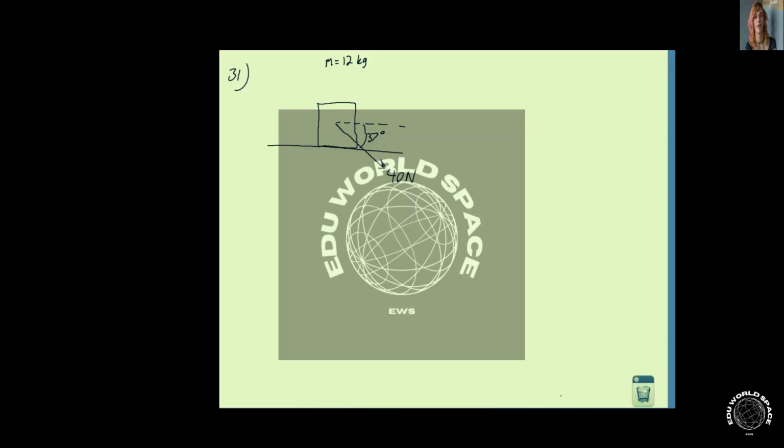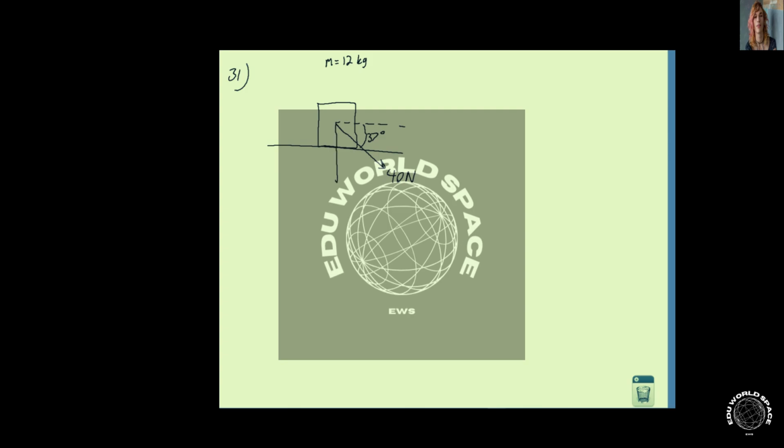Chapter 4, number 31, we've got a chair sitting on a floor that is not frictionless. We're pushing down on the chair at 40 newtons with an angle of 37 degrees with the horizontal. First up, we want to draw a free body diagram for the chair. So let's go ahead and do that.